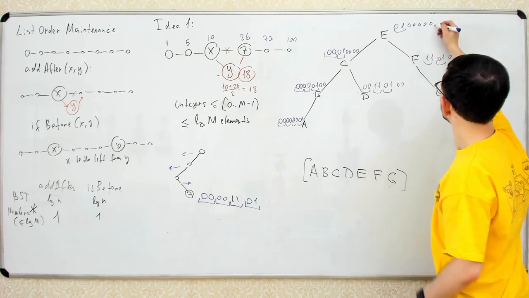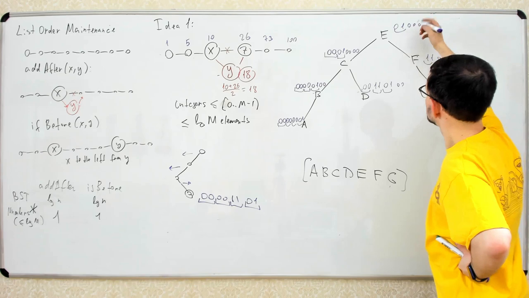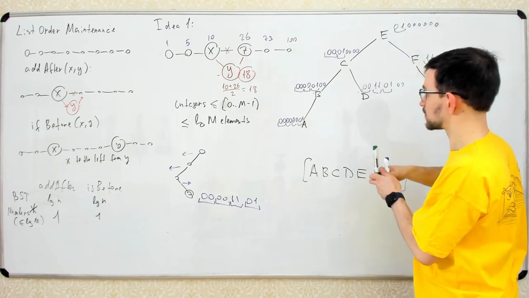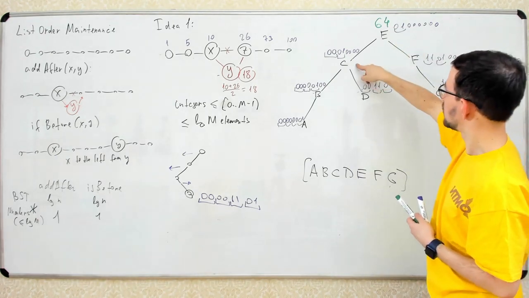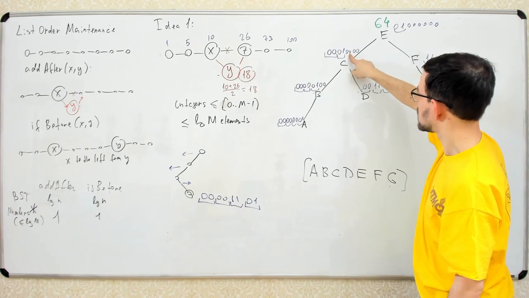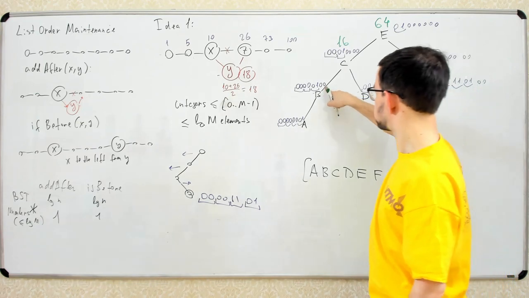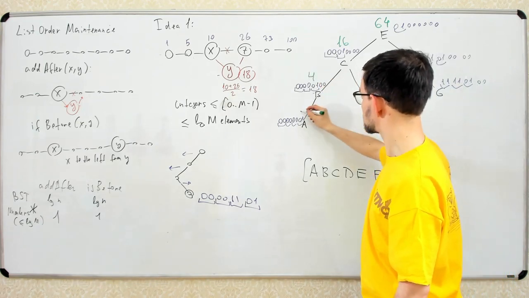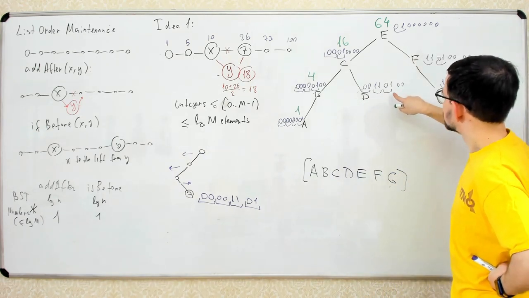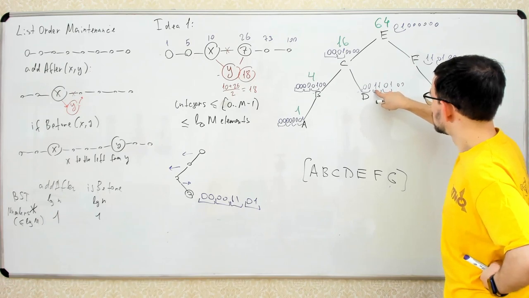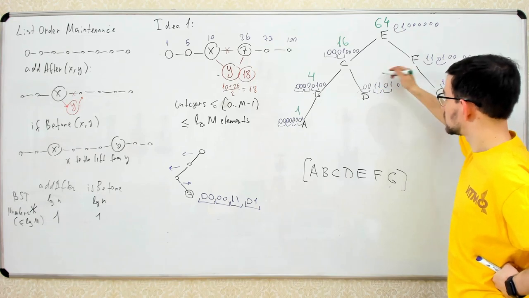No, that's right. So 1, 2, 4, 8, 16, 32, 64. So this number is 64. This number is 2, 4, 8, 16. So this number is 16. This number is 4. This number is 1. This number is tricky. So it's 32 plus 16. It's 48 plus 4. So it's 52, right?